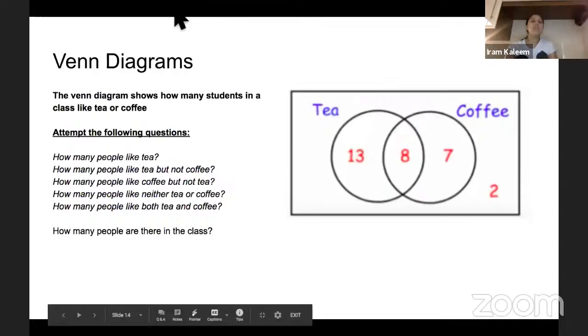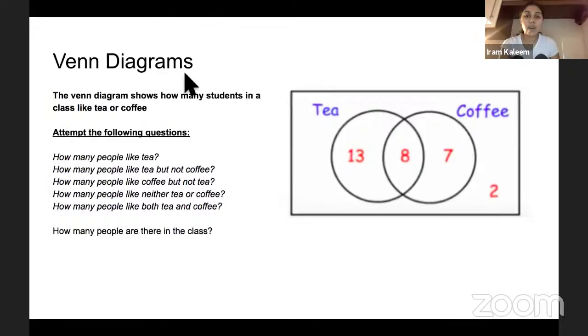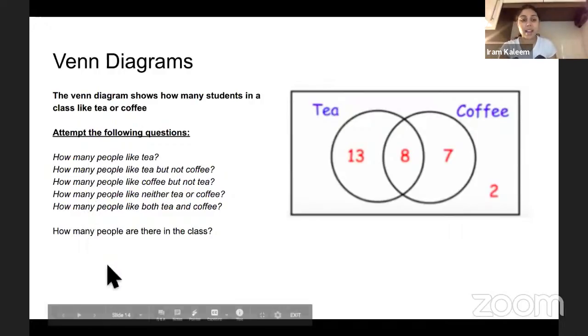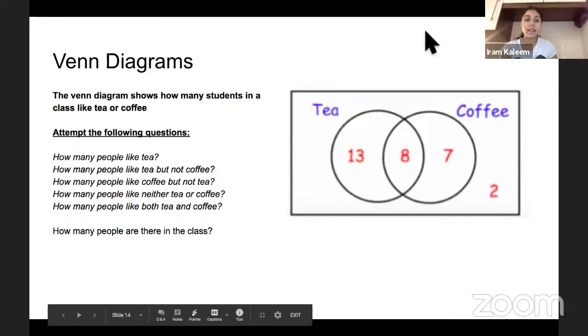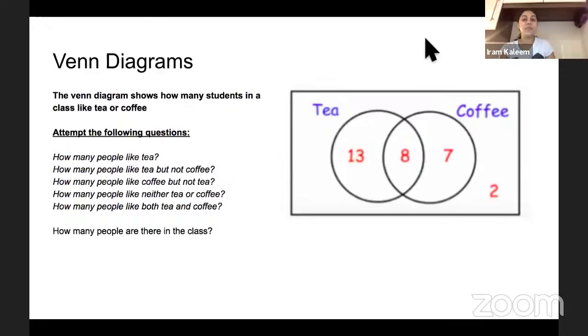Okay, so this Venn diagram shows how many students in a class like tea or coffee. So I've got a Venn diagram here. We've got the tea group in this circle, the coffee group in this circle. So what I'd like you to do is have a think about these questions and try and answer as many of them as you can based on the examples that we've just done. I'll give you 2 minutes to think about these questions. Try and work as many of them out as you can, and we'll go through it in 2 minutes' time.